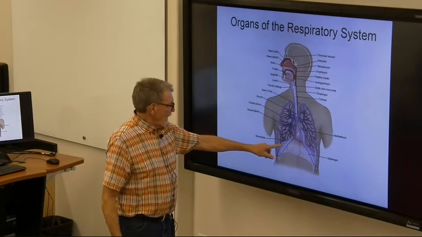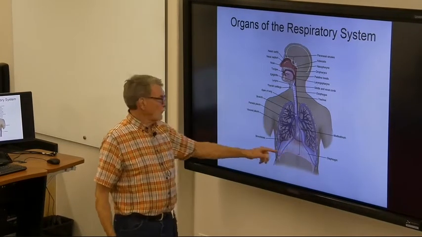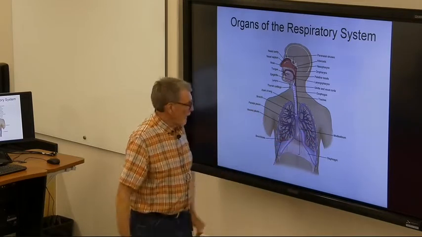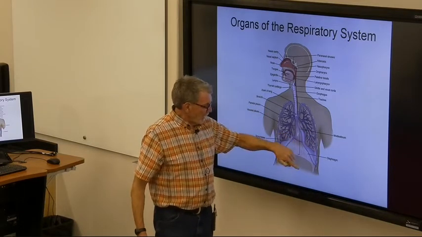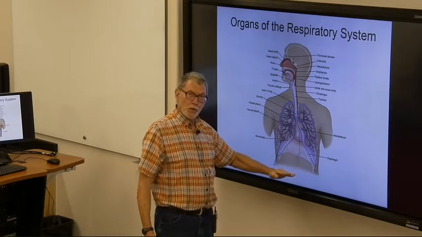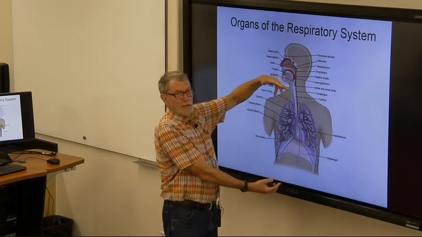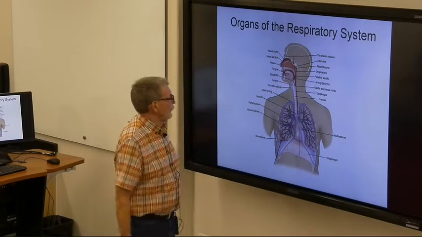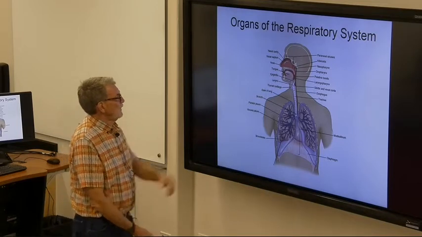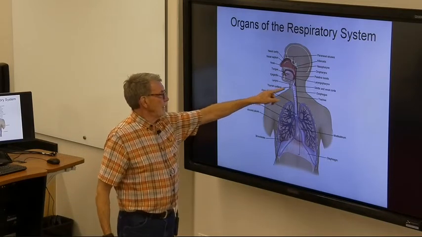The diaphragm is your main breathing muscle. We have intercostal muscles that also cause the chest to go in and out, but the diaphragm is a big sheet of muscle here that pulls downward when you breathe in. It stretches the lungs and makes them bigger so air goes in. Here's your epiglottis, larynx.